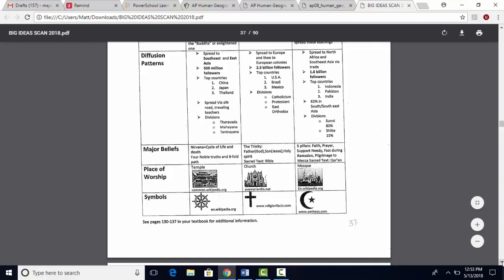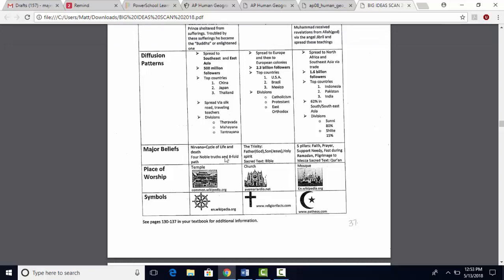Major beliefs of Buddhism, no matter what branch you are, is that nirvana exists, and that's the circle of life and death, right? Remember, there are four noble truths that everybody is supposed to follow, and an eightfold path in order to reach nirvana and reach those noble truths. And remember, these things are simple. It's like, seek the truth, right? Be kind, give to charity, right? Achieve a balance. So four truths, eightfold path to spiritual enlightenment.